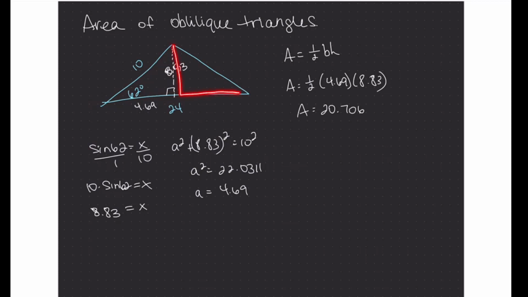And then if we wanted to find the area of this triangle, kind of that same thing, right? 1/2 base times height. Our base would just be this little piece. So if the whole thing was 24, we would subtract that 4.69 off of there. And I think we end up getting like 19.31. Times that by the height of 8.83. Multiply those together and then we get 85.254.